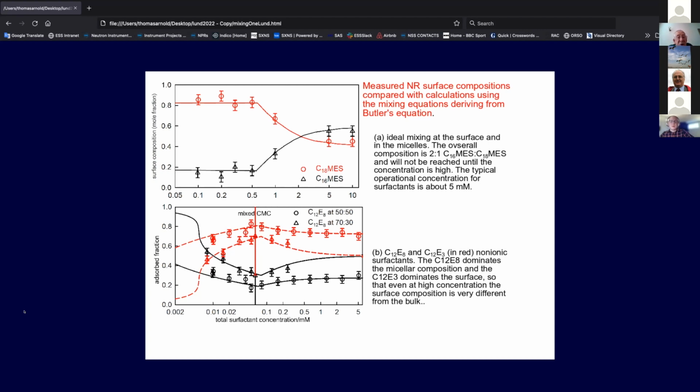And that destroys the first myth. When I first went up to Unilever, people swore that the surface composition was the same as the bulk solution. Well, it isn't, and that's ideal.